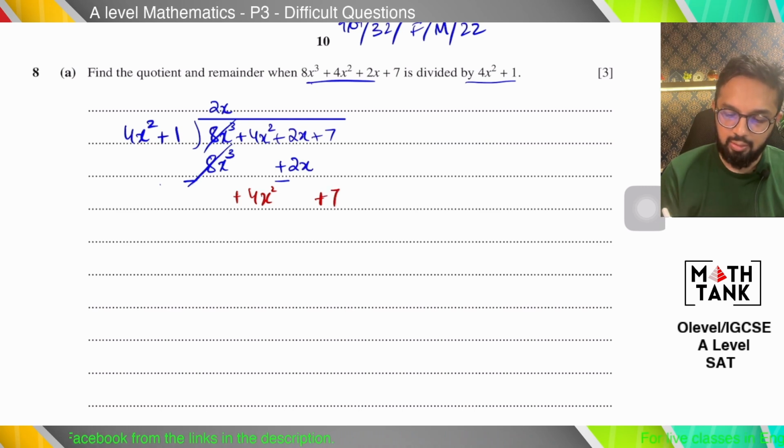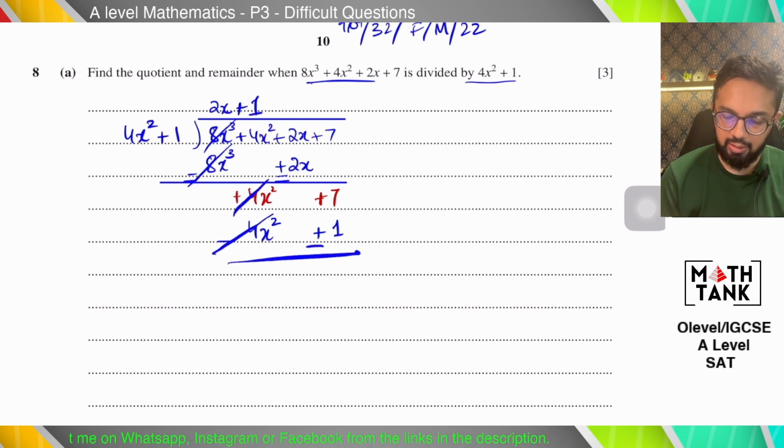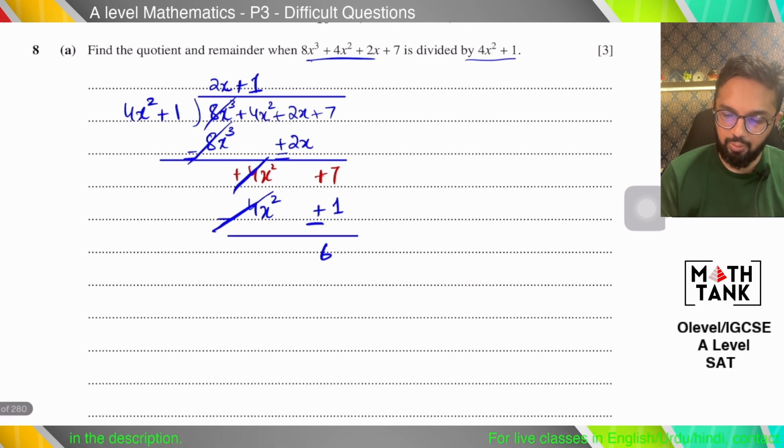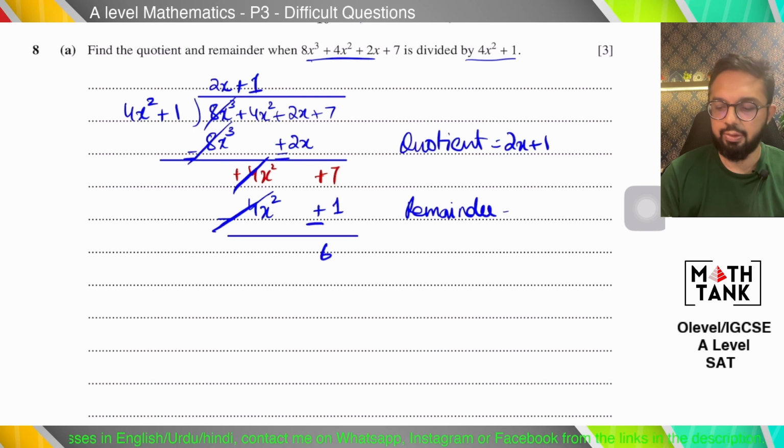There's a subtraction sign here and there. Then you multiply by 1, you get 4x squared plus 1. You invert the signs, again cancel out, and you get 6. Okay, so the quotient is 2x plus 1 and the remainder is 6.